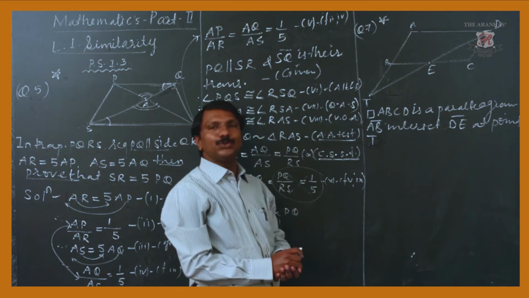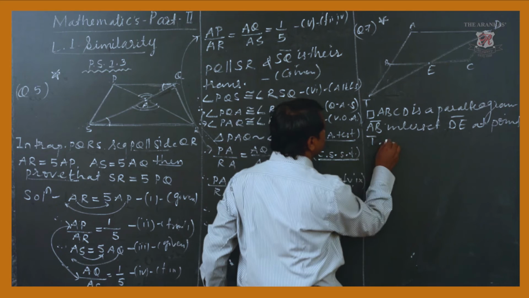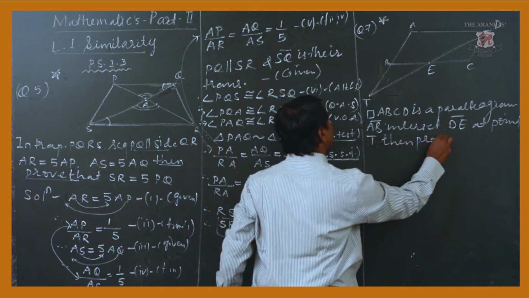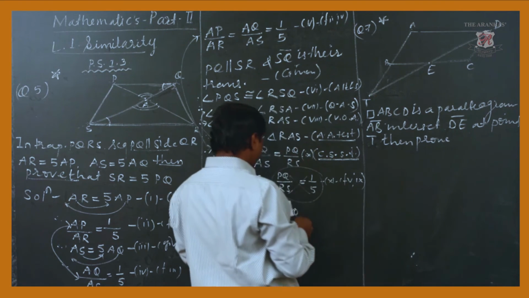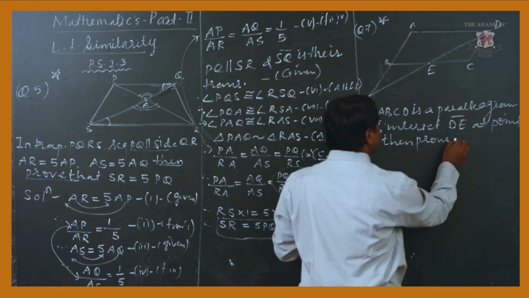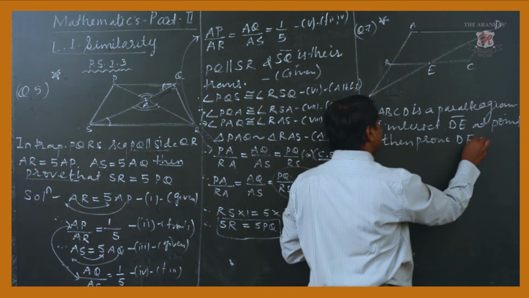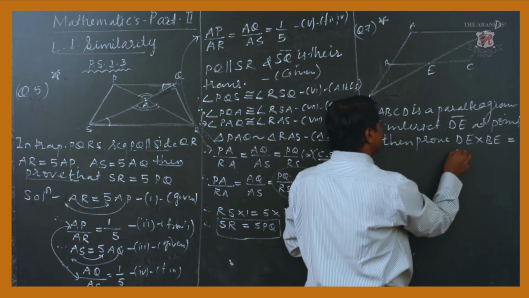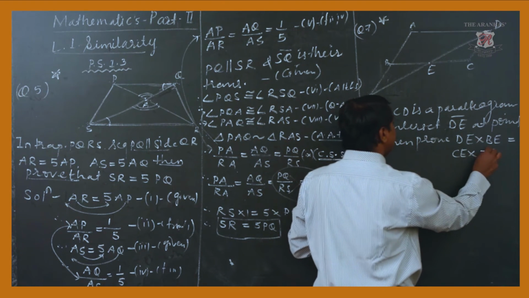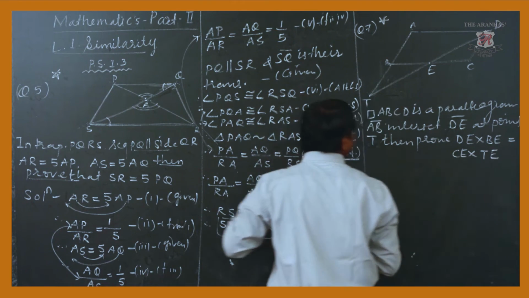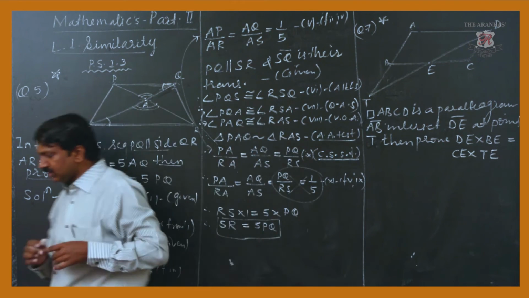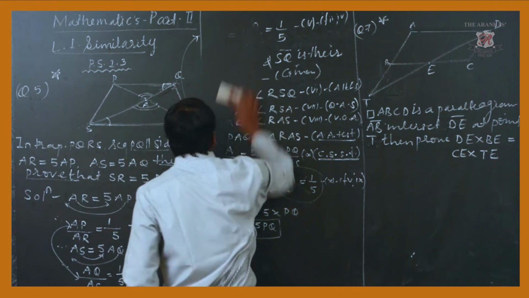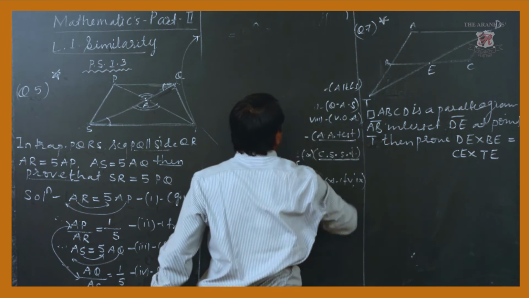Then what do we have to do? We have to prove that, again, here you have to show the sides relation. That is, DE into BE is equal to CE into TE. This sides relation, the product of two sides is equal to the product of the remaining two sides, that we have to prove.